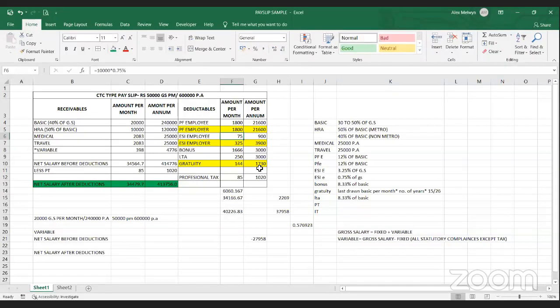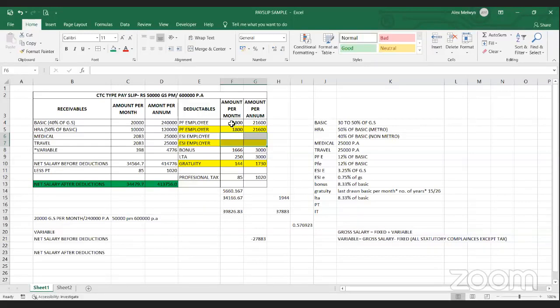The second alert is ESI. ESI is also calculated here, 75 rupees and 325. Will ESI come here? No, because ESI is only applicable for people earning up to 21,000 rupees per month. Once your gross salary crosses 21,000 rupees, ESI is not applicable. So here ESI will be nil, you don't have an ESI payment. So ESI is also not available for you. These are the two ceilings that you need to get.